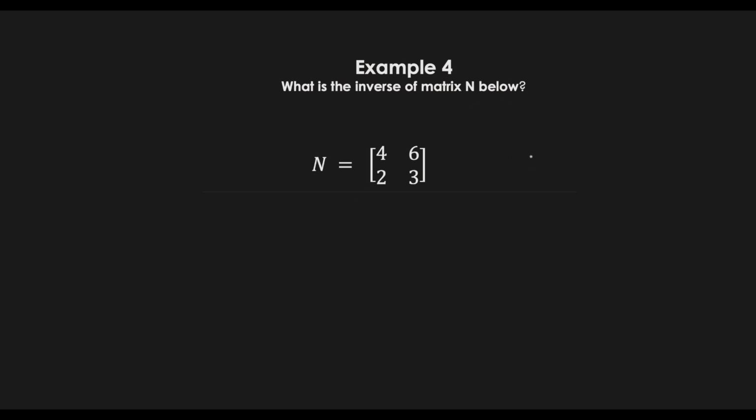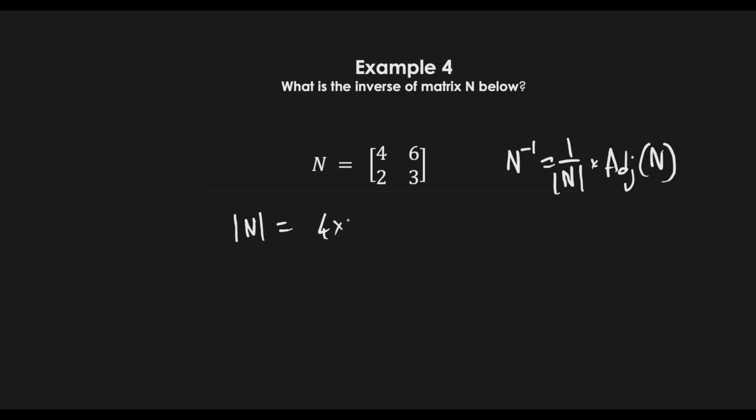So if you look at this question now, it says, what is the inverse of matrix N below? So the first thing we have to do, you know this routine now, we have to find the determinant. And then we multiply that to the adjoint of N. Now in this case, the determinant of N would be 4 times 3 minus 6 times 2. So 4 times 3 is what? 12. Minus 6 times 2, which is 12.